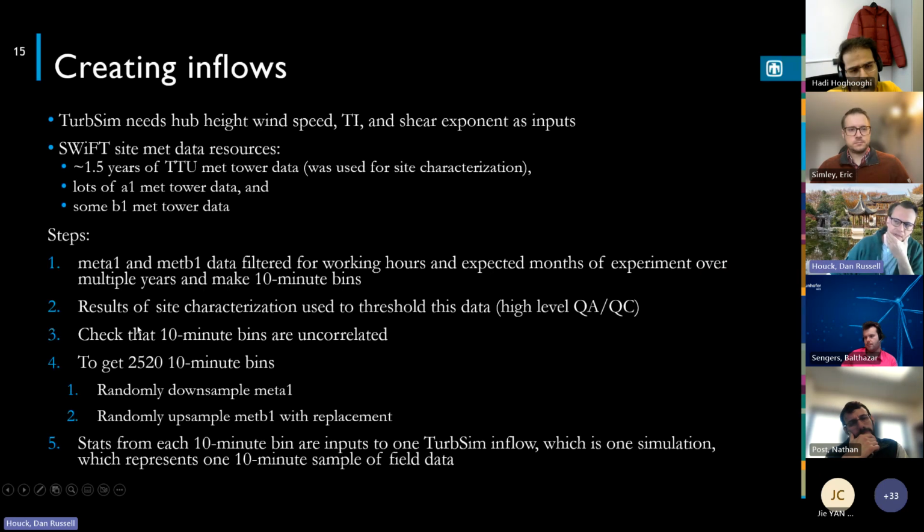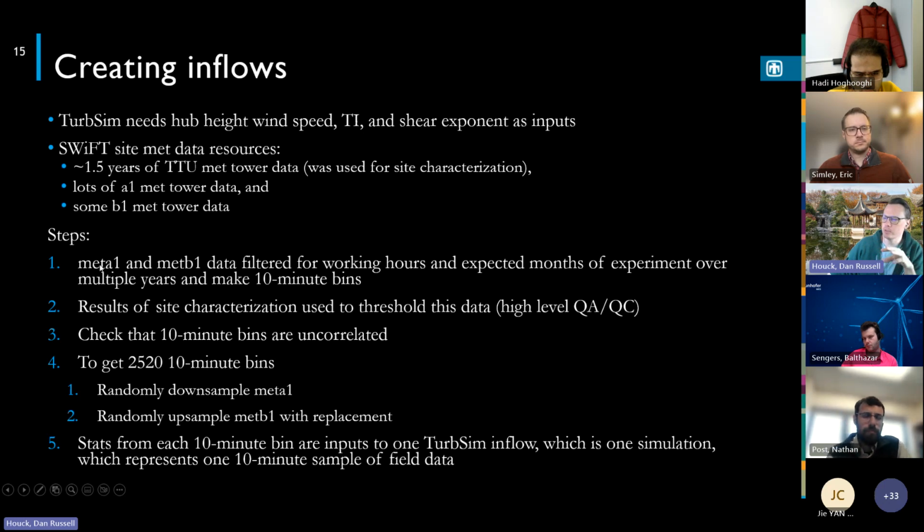Then to make the inflows, we had the Met data, as I mentioned. TurbSim needs hub height, wind speed, turbulence intensity, and a shear exponent as the inputs for every single inflow. In addition to the Met tower data, we also have the results of the characterization from about 1.5 years of another, taller tower near the site that was used years ago to characterize the site.